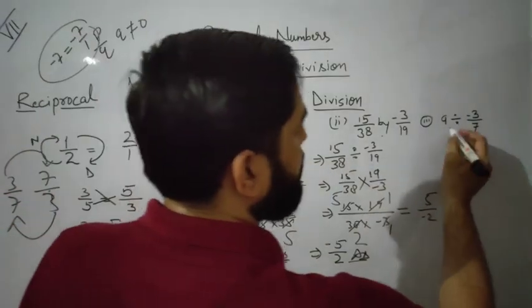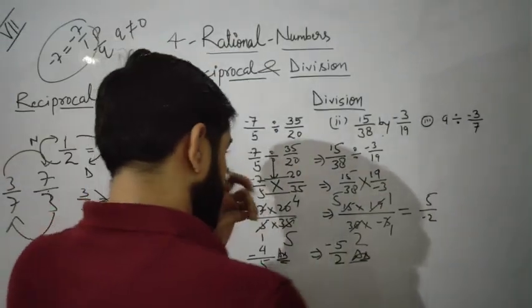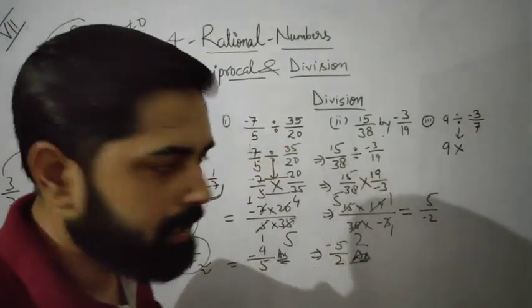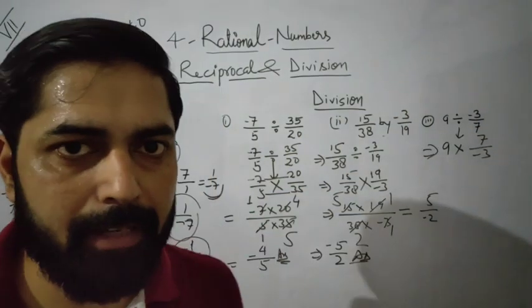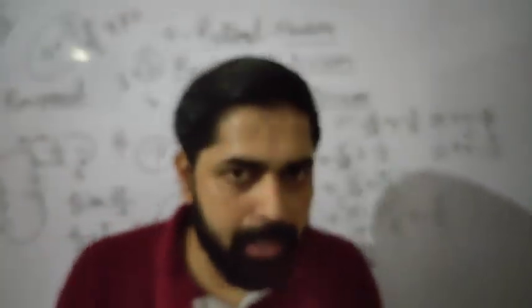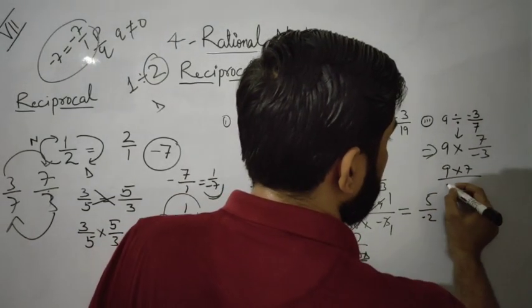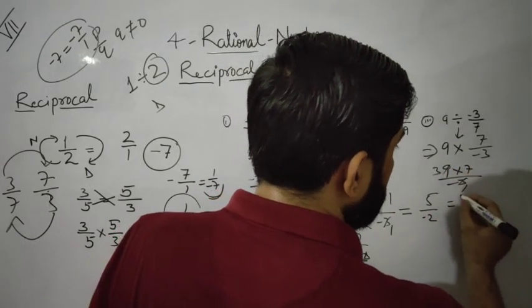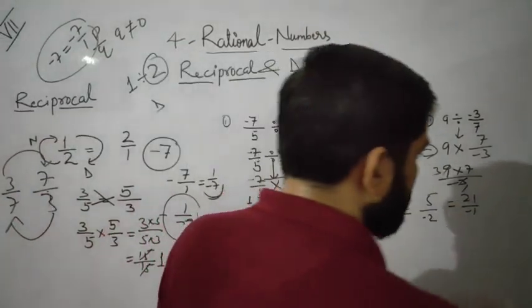Minus 5/2. Now this one, what is given here? 9 divided by minus 3/7. Minus 3/7. So 9 will be written the same, division converts into multiplication, and then 7/minus 3. Write the reciprocal of what? Reciprocal of minus 3/7. And what is the reciprocal of minus 3/7? It will be 7/minus 3. Then 9 multiplied by 7/minus 3. 3 ones are 3, 3 threes are 9. So 21/minus 1. Here you get 21/minus 1.